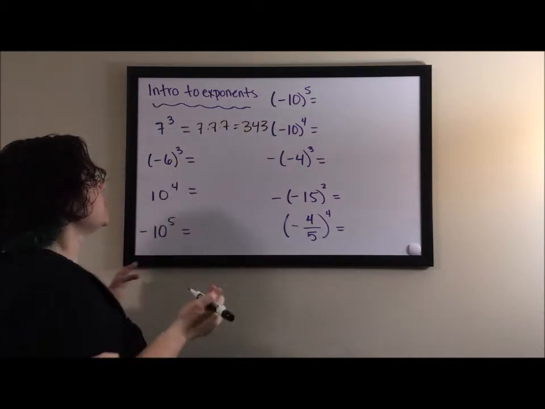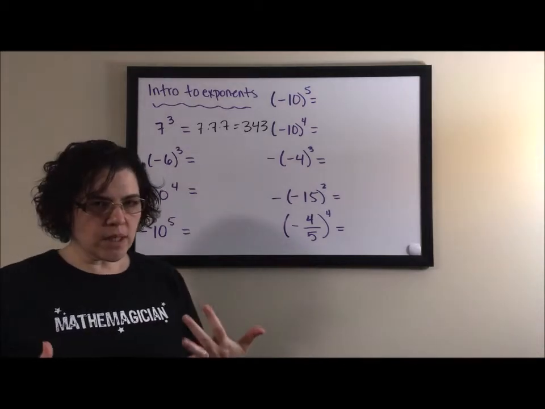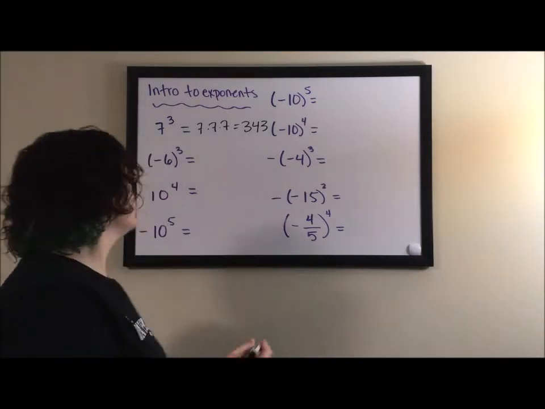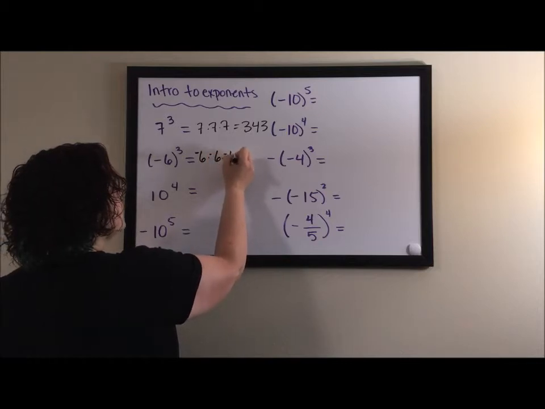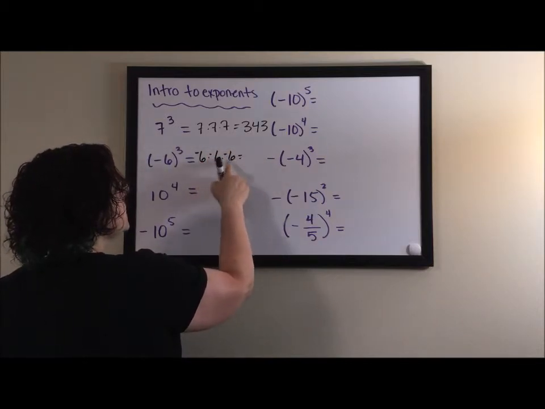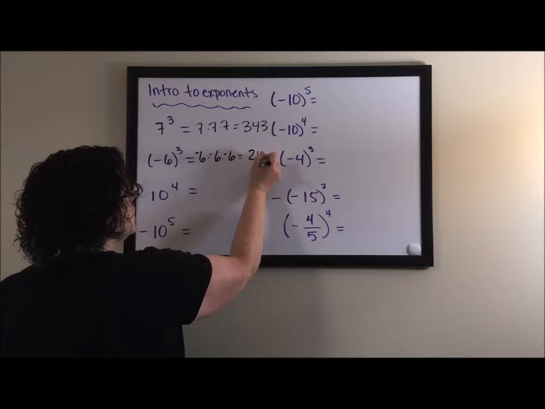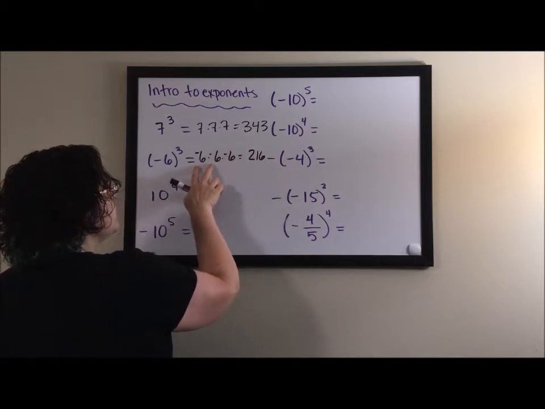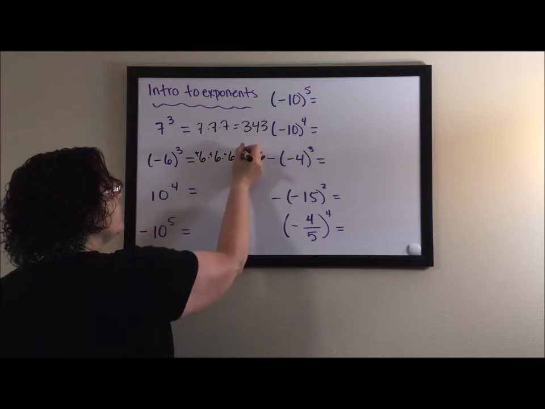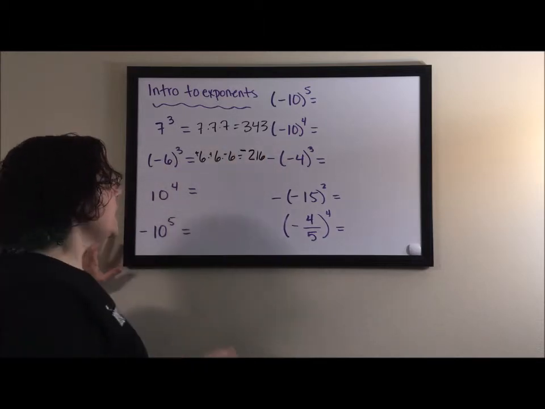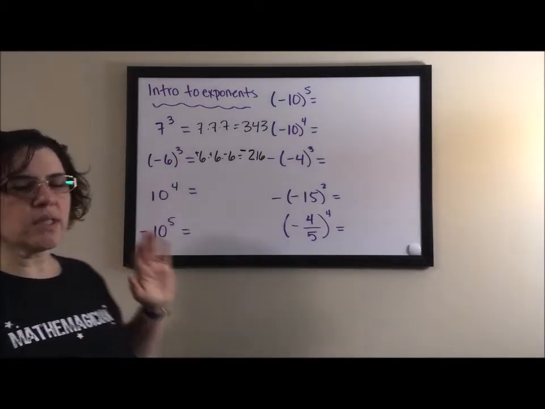Negative 6 cubed is the same thing, except that each of the numbers that are being multiplied are negative. So I have negative 6 times negative 6 times negative 6. Well, 6 times 6 times 6 is 216. A negative times a negative is positive, so those negatives cancel. We have one negative left over, so it's going to be negative 216.